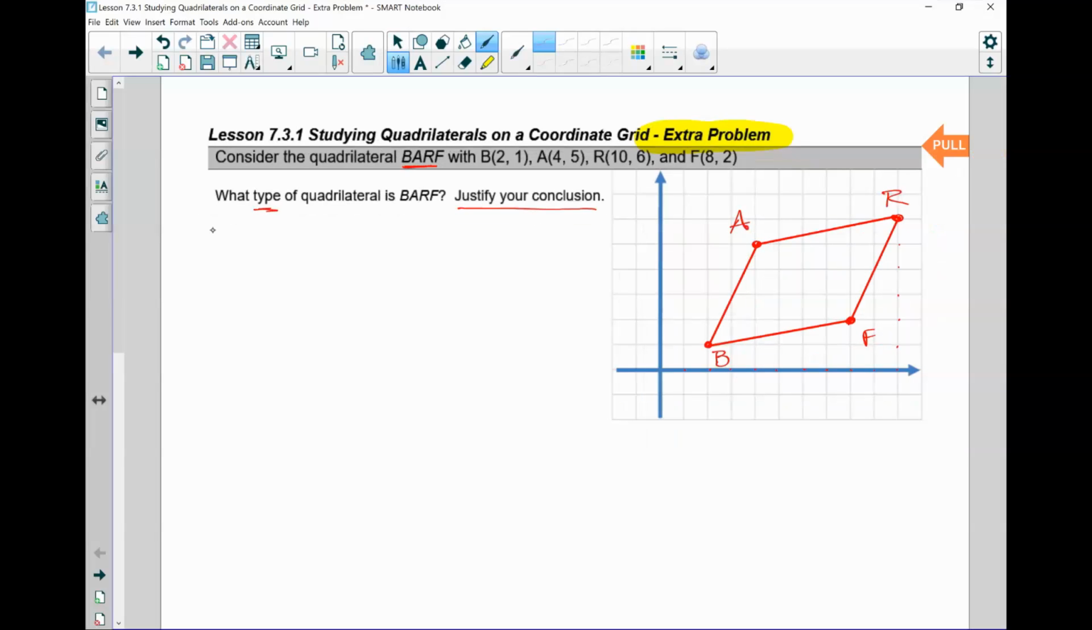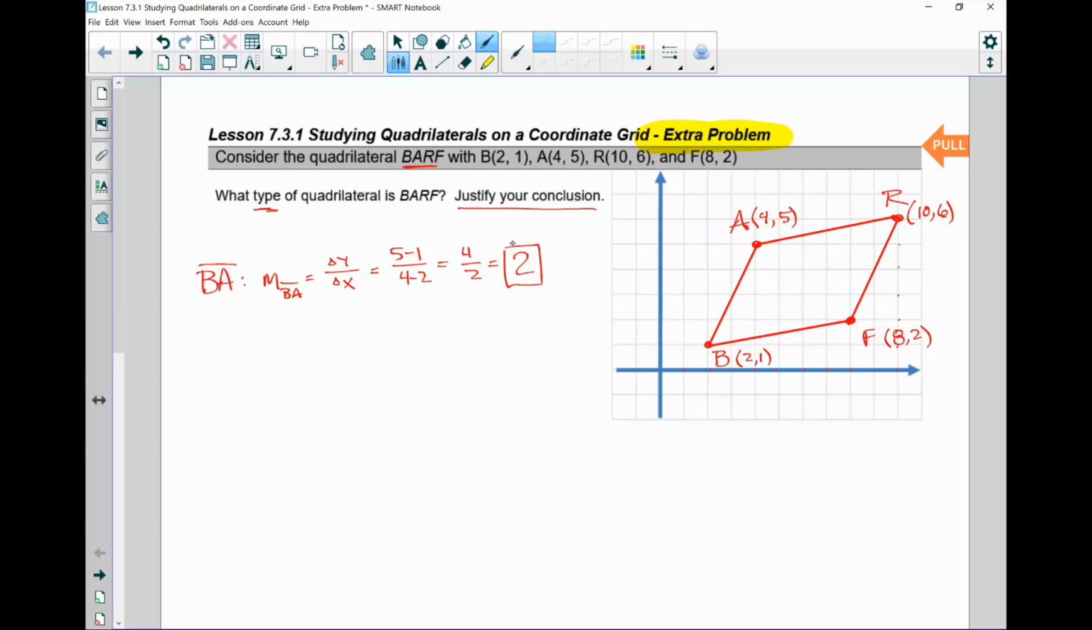Okay, so let's start with BA. I'm going to write the coordinates next to each of these points because it's easier to reference when you see it on the graph. Remember that slope, let's start here with slope for BA. Remember that slope is delta y over delta x. So that's going to be 5 minus 1, the change in y, over 4 minus 2, the change in x. That gives me 4 over 2, which is just plain old 2.